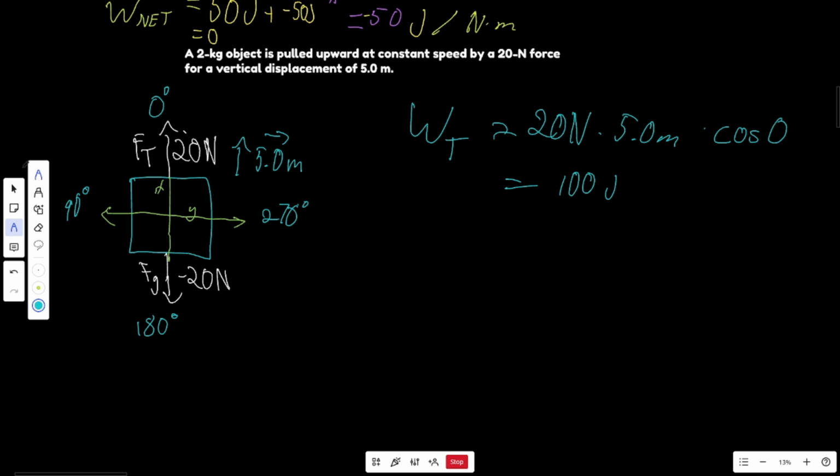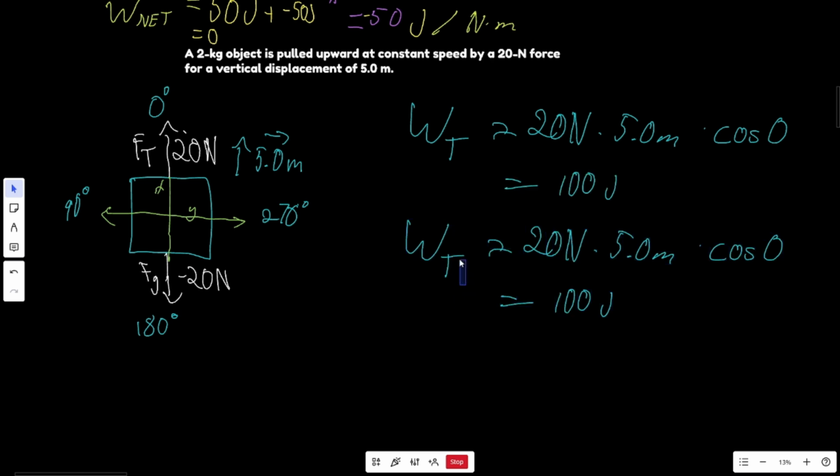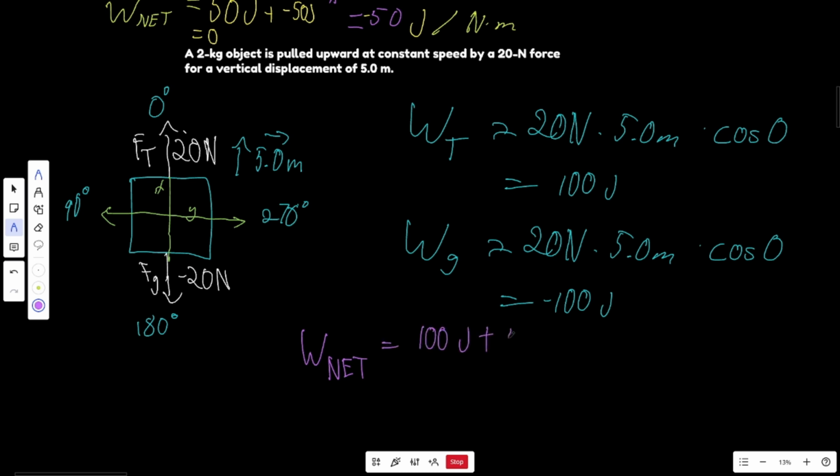And next, for gravity, we're just gonna copy this equation, same thing, because they're the same quantity. Change this into g. Make this g, and then we're going to get a negative 100 joules because the work done is negative. It's opposite to the displacement. So we can add these two together to get a net work of 0. So work net is going to be equal to 100 joules plus the negative 100.